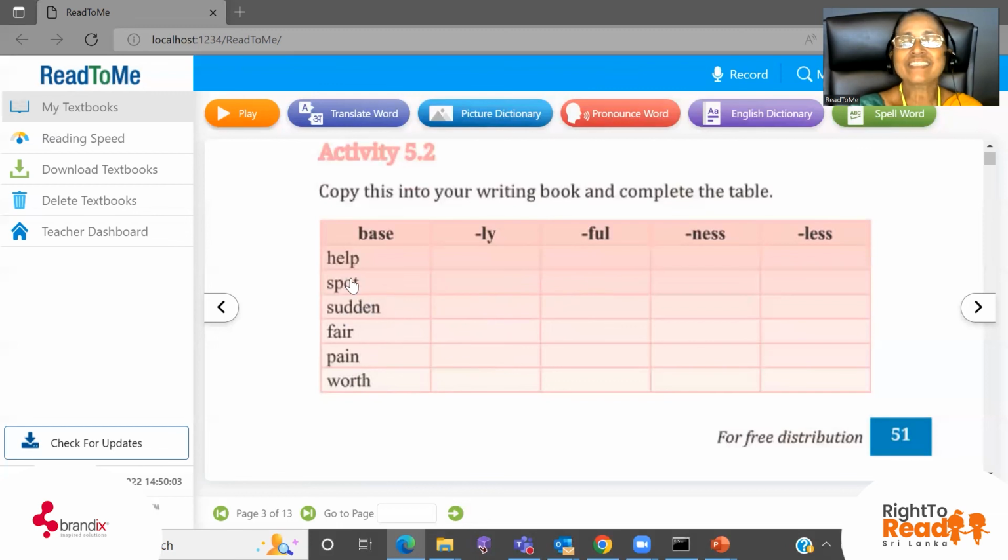Okay. Likewise, this time, other than completing the table, you have to write three sentences using these words which you form here in this table. Those who are very willing to do homework will write lots of sentences using all the words, or else at least try to write three sentences using three words with these suffixes.